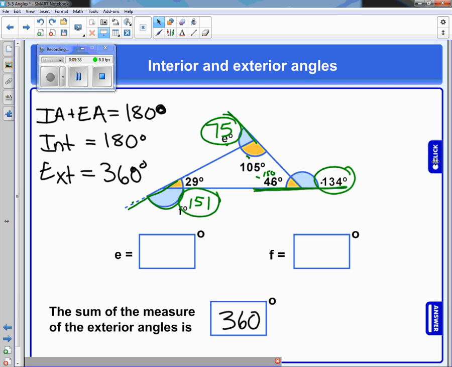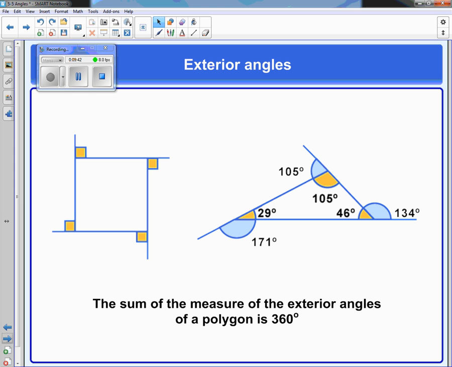We're going to go on. We have to come back to that, let me know. Okay, so here, we're going to write this down. The sum of the measure of the exterior angles of a polygon is what? 360 degrees.